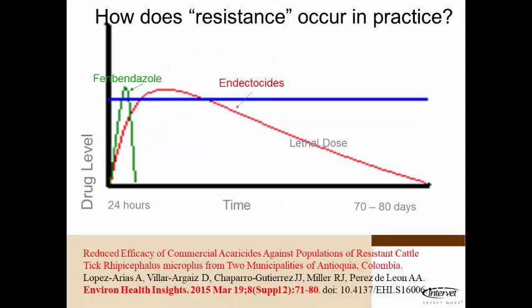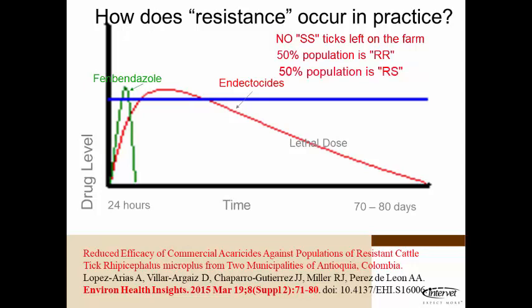I'm also going to use this illustration to make another point, and that is how do we see resistance taking place in any one farm. This is not an overnight phenomenon, it's a slow process. Let's imagine that we have killed all the double S susceptible parasites, and now we have 50% that are double R, and the other 50% are heterozygous RS ticks.